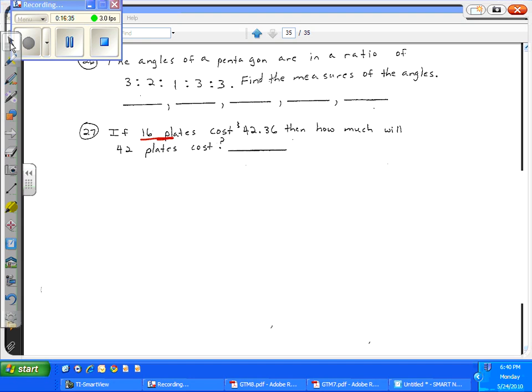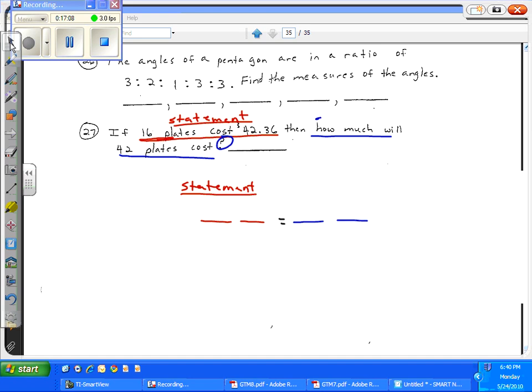If 16 plates cost $42.36, then how much will 42 plates cost? We have two comparisons of plates and cost. The first one we know both parts of, and so we call that the statement ratio. The second one we do not know parts of. It's a question that they're asking us. We call it the question ratio.